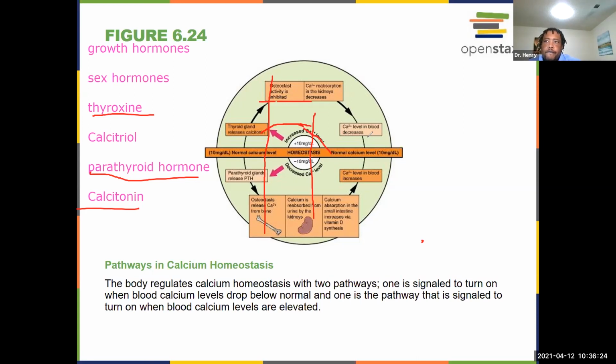Okay. So with an increase in calcium levels, this system is turned on. With a decrease in calcium levels, that system is turned on. So in that context, we always try to maintain that normal level. And this is kind of like the golden goose for this section right here.